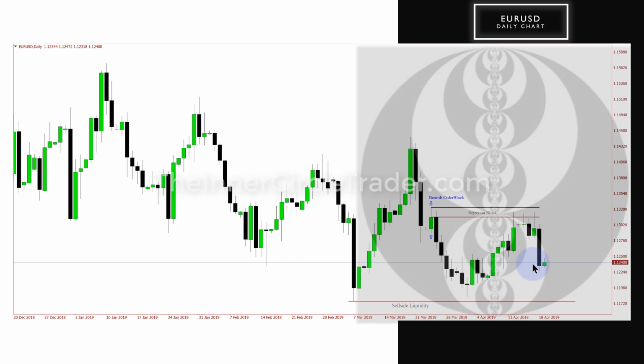Beautiful, beautiful, beautiful reaction off of a rejection block, which is not something I talk a lot about, but this is a beautiful illustration of it where you actually saw me talk about it and then call a specific move relative to its usage in price action, and then the nice little drop lower.